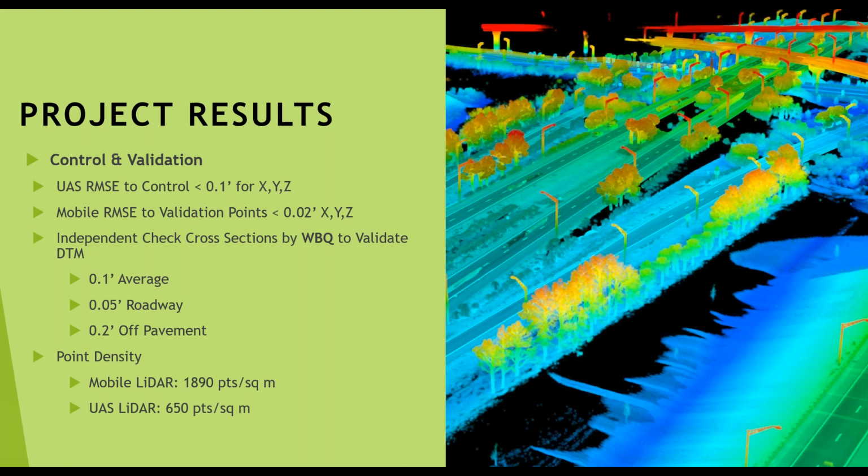Also the point density. The mobile LIDAR alone was collecting 1,890 points per square meter, and the UAS LIDAR was collecting 650 points per square meter. This added density of data and the way that we ended up flying and designing the process increased the density from maybe what was needed, but the redundant data was going to give us the validation and the ease of merging these data sets. And Mylin will be showing you shortly how RIE process can be used to bring these two data sets together and actually register them down.